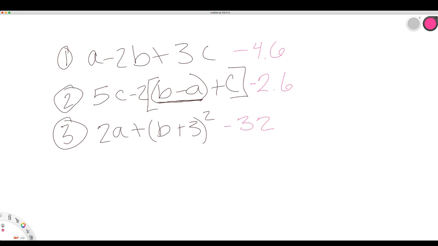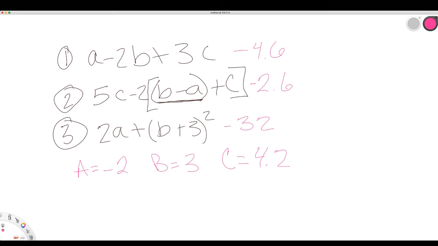Let me leave you with what these variables equal. So a is going to equal -2. B is going to equal 3. And C is going to equal 4.2. So A equals -2, B equals 3, and C equals 4.2.